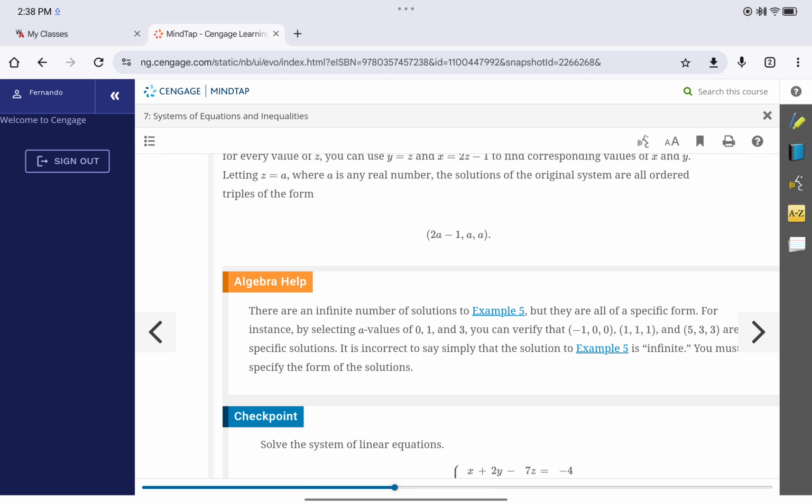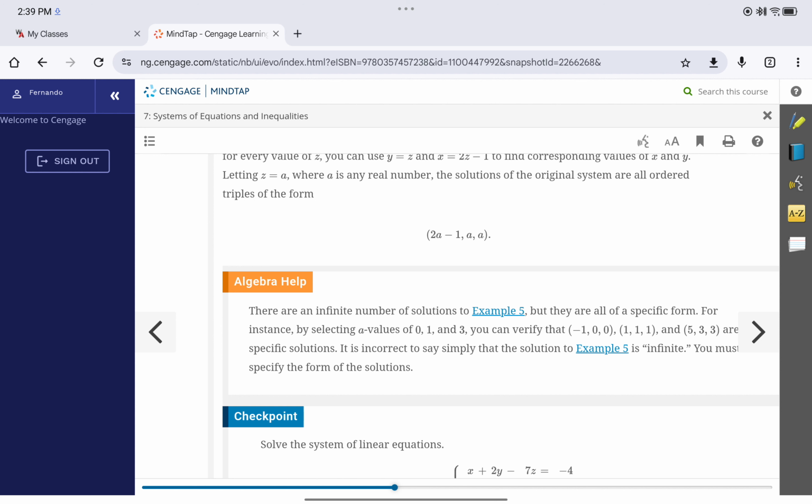Now you have it in the format of x equals something, y equals something, z equals something. And that's that one right there. So that's how they did it. This is called the general solution.